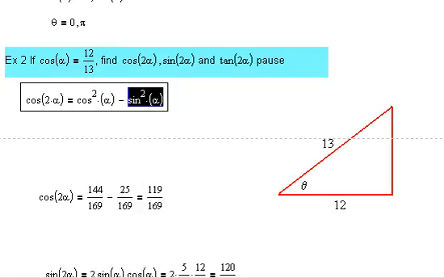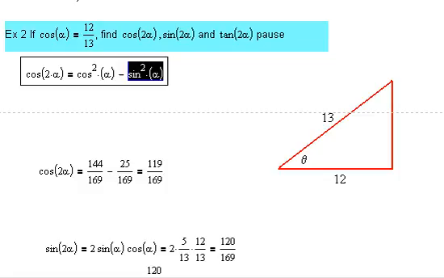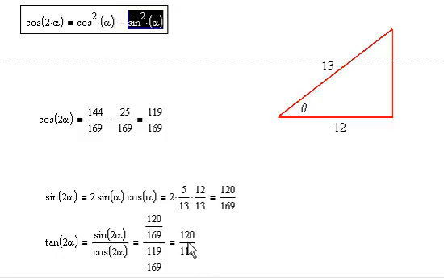And once we know that, it should be easy for us to determine sine of 2 alpha. So that's 2 sine alpha cosine alpha, that's 2 times 5/13 times 12/13, which is 120 over 169. And that means tangent of 2 alpha is 120 over 119. Okay, you can see why that works out pretty nicely.